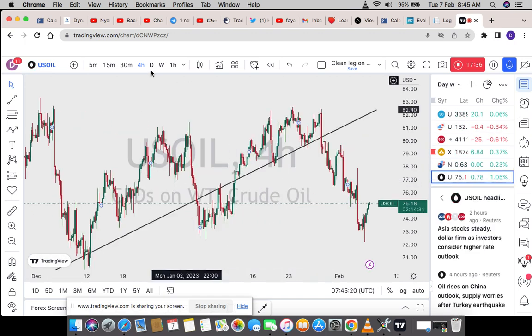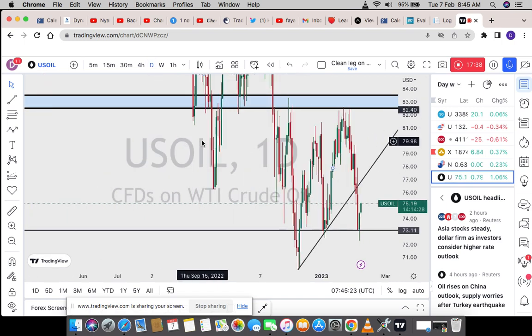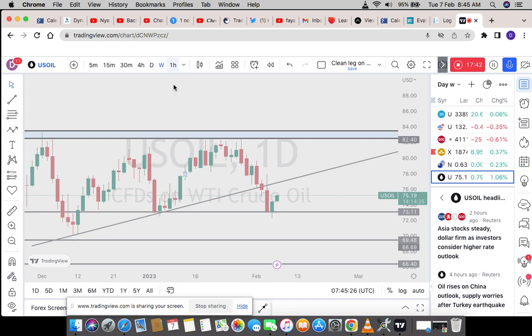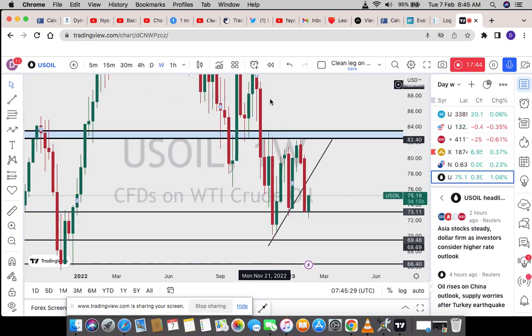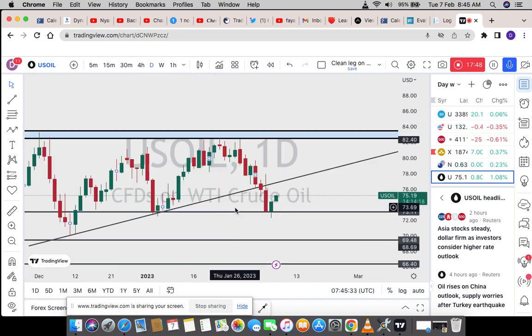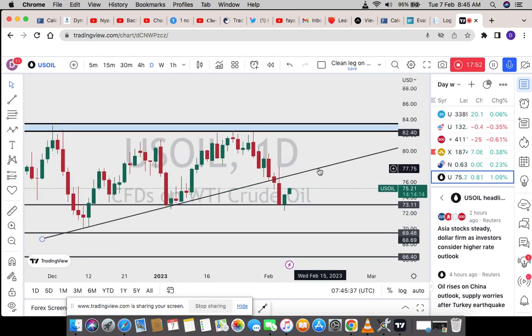Oil, what do we have on oil? Oil is simply pulling back to retest the trend line, guys. This is the weekly time frame. We had this break and retest, and this is a bearish engulfing. So oil is pulling back. We had a trend line break here, a counter trend line break. So the oil is pulling back to retest it and potentially continue to the downside.